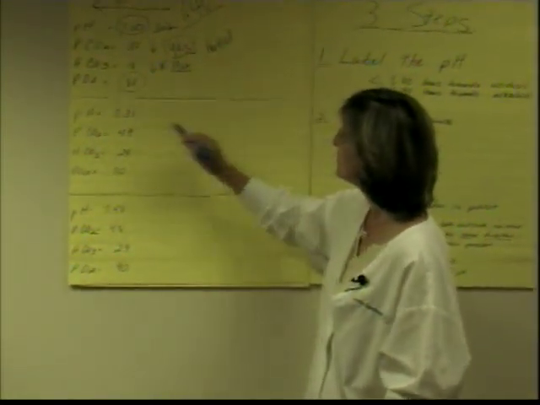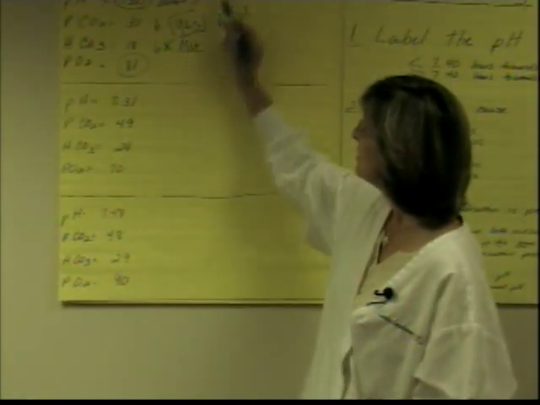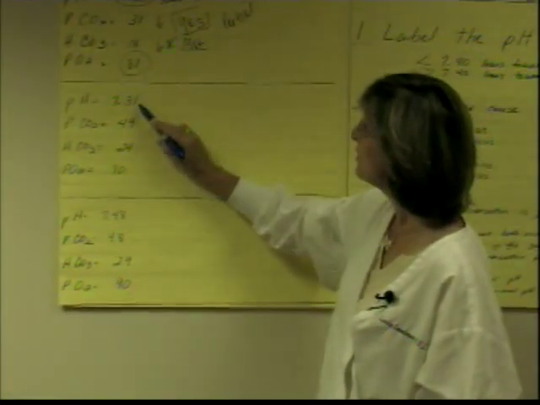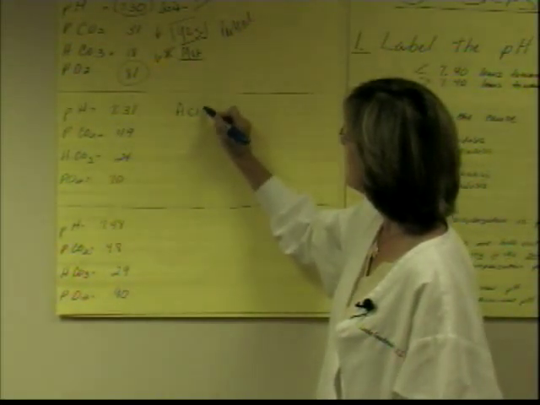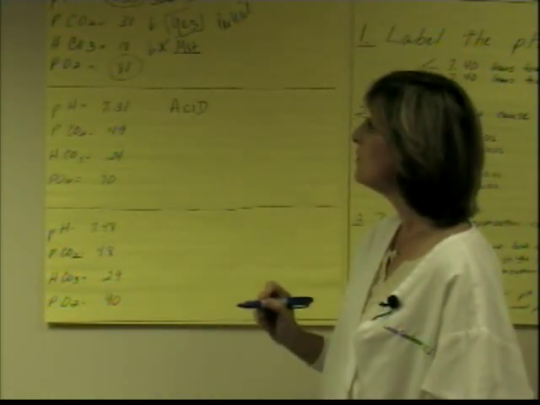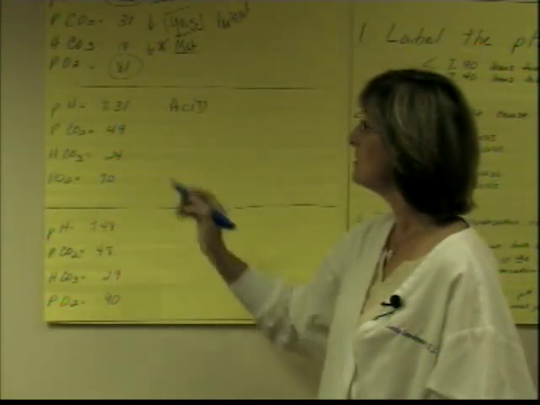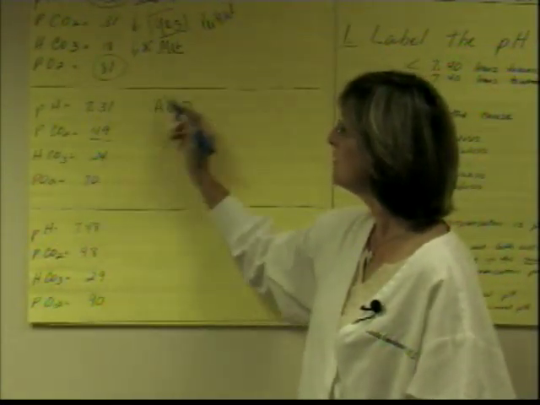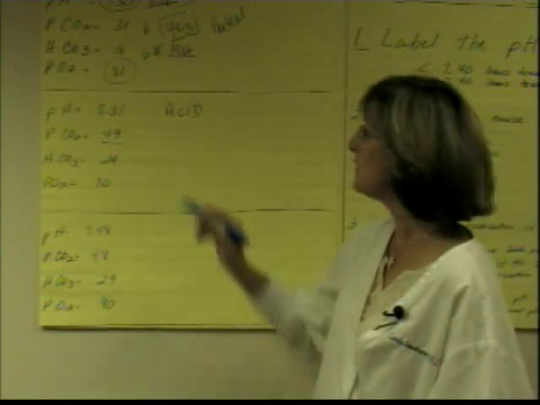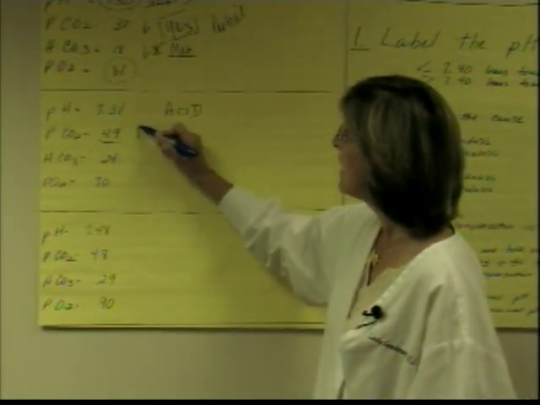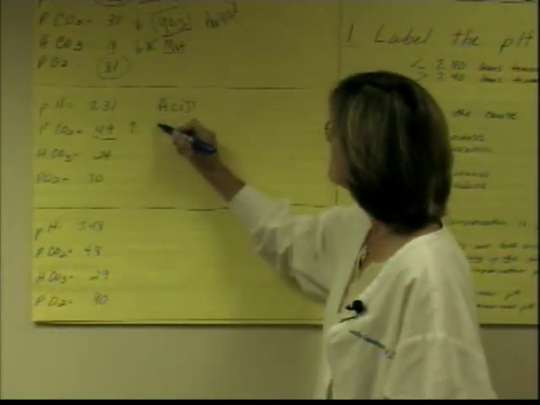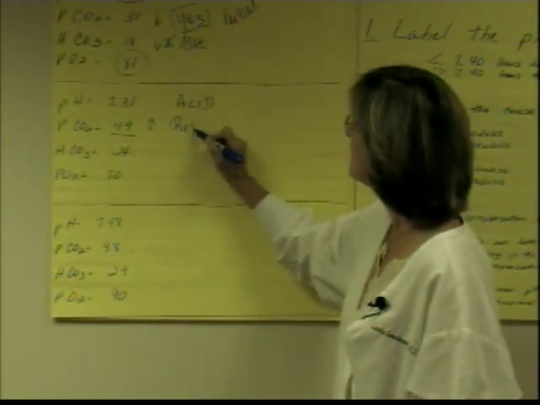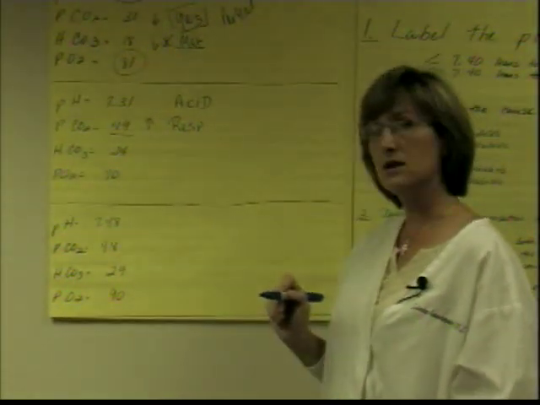Same process again. The first step is to label the pH. Perfect pH is 7.40. This is on the low side. Once again, we have an acidosis. So we look for the cause, the CO2. Is this high, low, or normal? Normal range 35 to 45. This is high. Can a high CO2 cause acidosis? You bet it can. CO2 is an acid. So we know already that we have a respiratory acidosis.